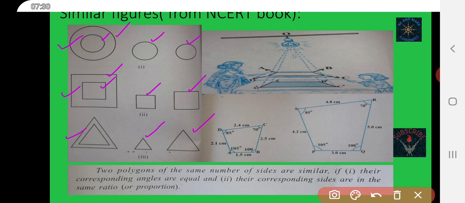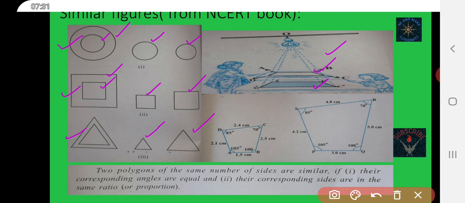Understood? Here you see a cardboard. This is the cardboard, and you see the shadow of the cardboard. They are what? Similar, because the shape of the cardboard and the shadow of the cardboard are of the same shape. Okay, so they are similar.